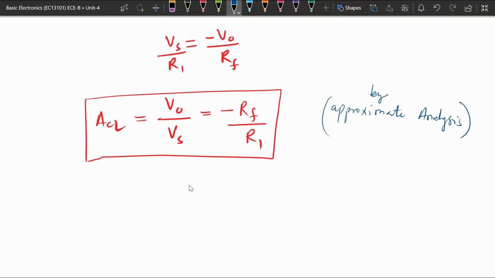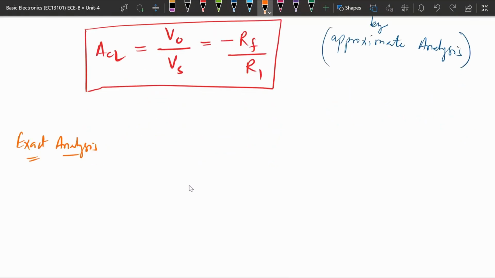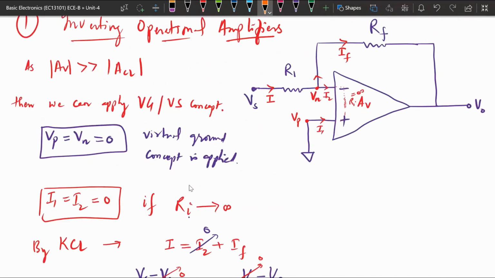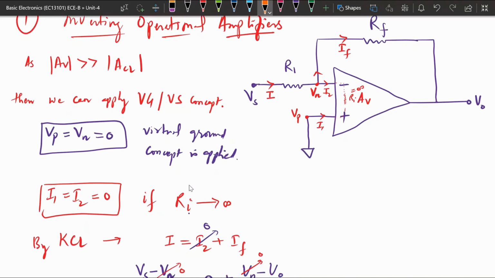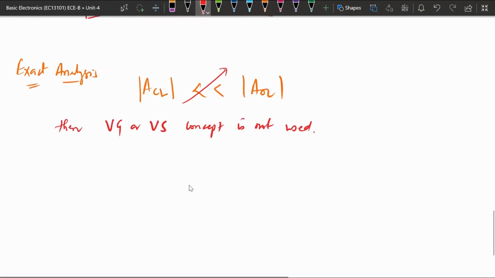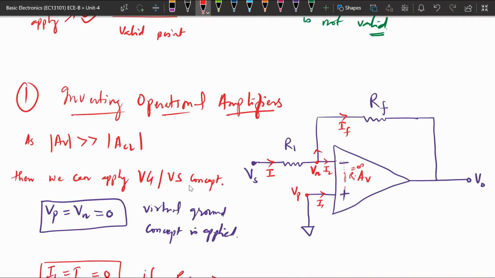If we want to have the exact analysis, the same circuit we can analyze exactly also. Analyzing exactly means we are not going to consider the virtual ground concept. In that case we will say Vp and Vn are different, they are not equal. The closed loop gain that we are getting was less than the open loop gain, but we are not going to assume this. In an operational amplifier, the input voltage is considered to be the voltage between these two terminals. So this is the input voltage.